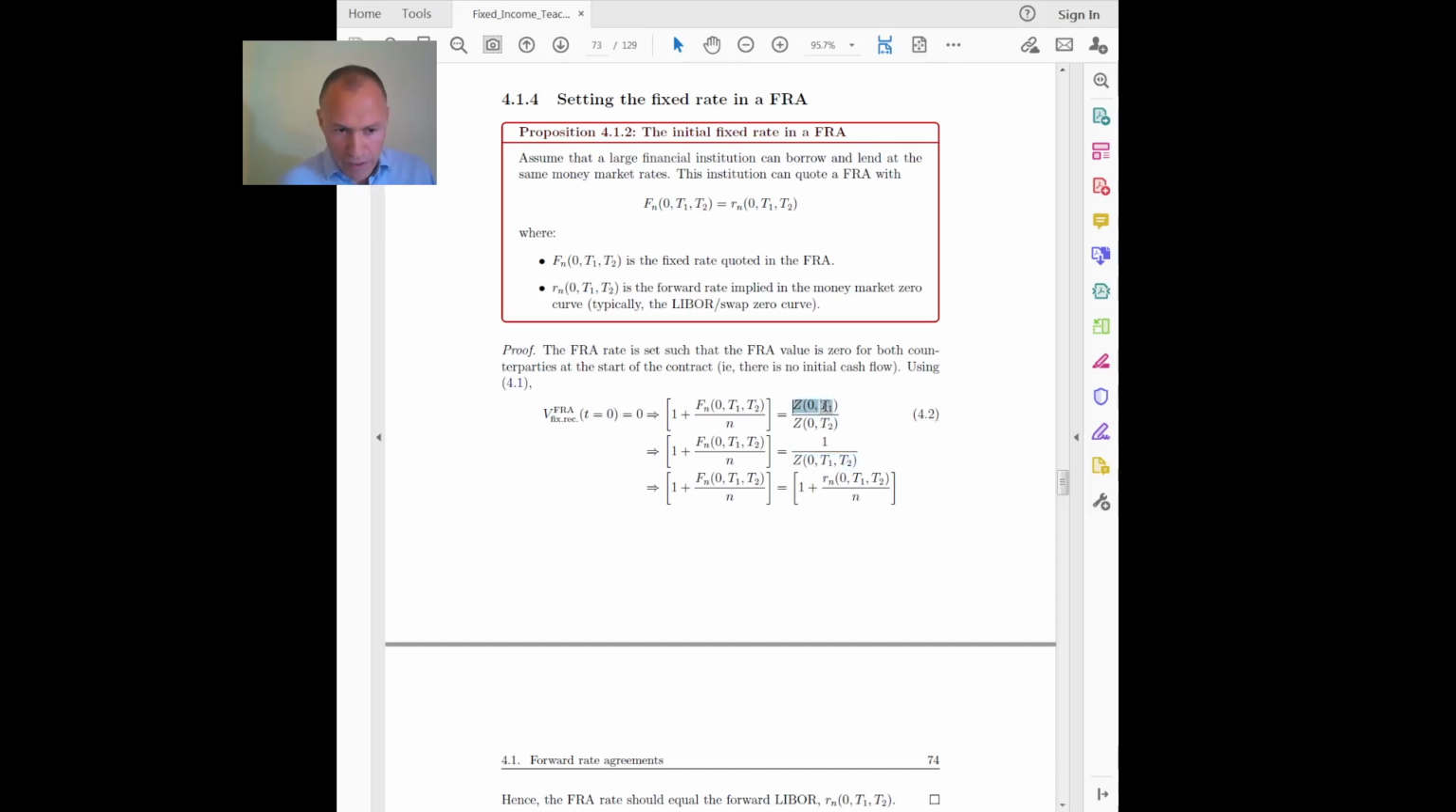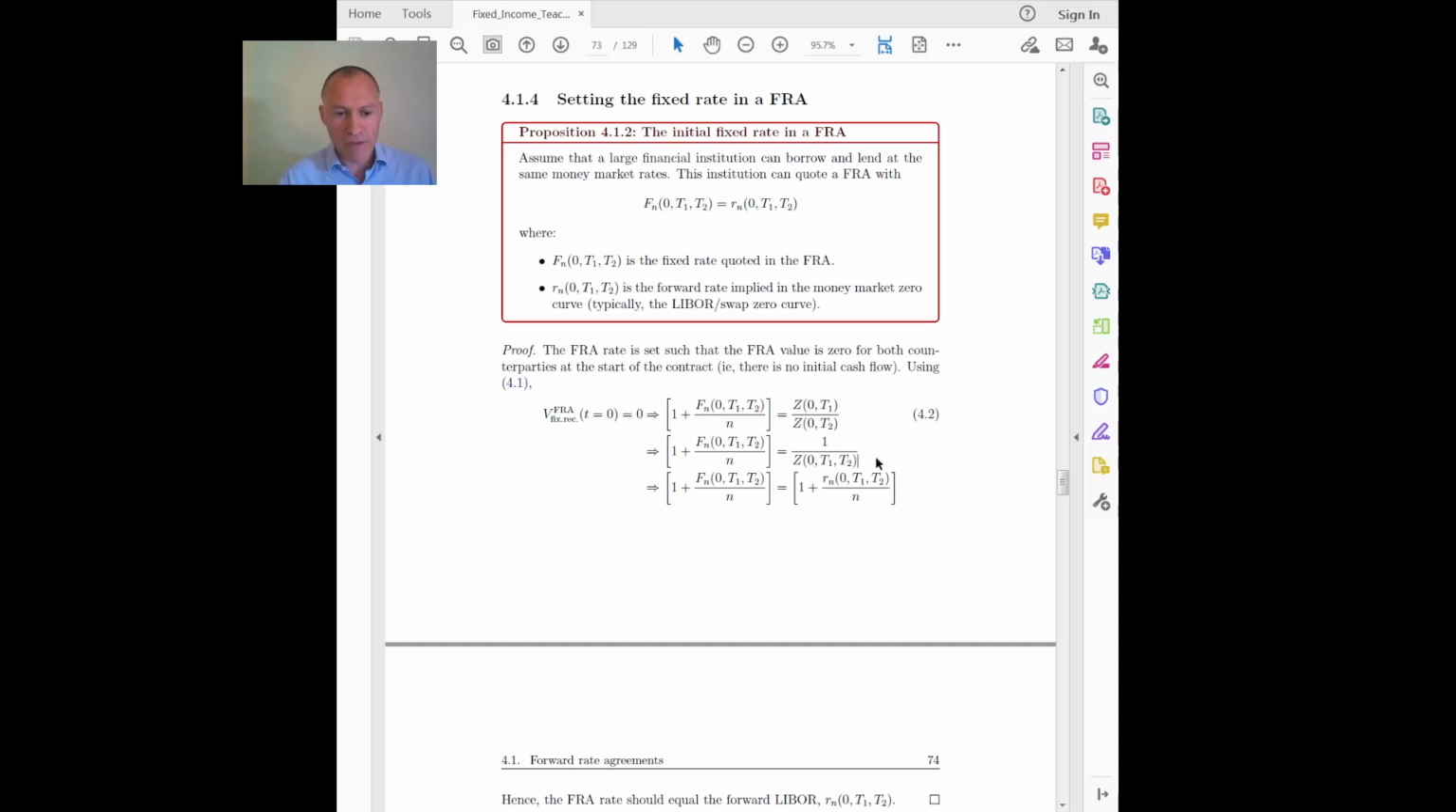This is a spot discount factor for T1. This is a spot discount factor for T2. But what I have here is a forward discount factor between T1 and T2, okay? If you write by definition what is the forward discount factor between T1 and T2, you will see that it is related to the spot discount factors exactly like this, all right?